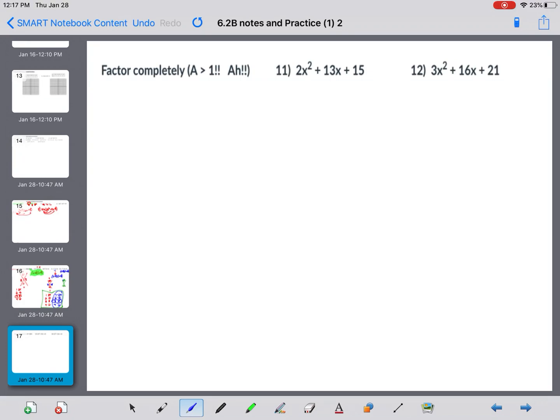Last but not least, factoring when a is greater than 1. Now, if this had a GCF and I could factor the 2 out, that would be fantastic. But I can't factor that 2 out because 2 is not a greatest common factor of all of the terms. So when you do this, you need to multiply your a term, which is 2, times your c term, which is 15. You're actually looking for ways to multiply to 30 and still add to 13. So you get 3 and 10.